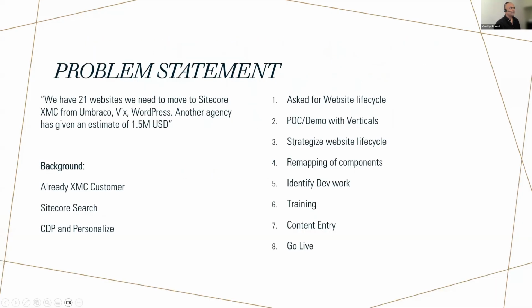This was our problem statement from the customer. They had 21 websites on different platforms: Umbraco, Wix, WordPress. A little background: the reason they had 21 websites was interesting, and that's where the details were. The devil is always in the details. They went to another agency and were quoted 1.5 million for this transition. When they come to us, we always ask, why do you have 21 websites to begin with? And that's when we start digging in.